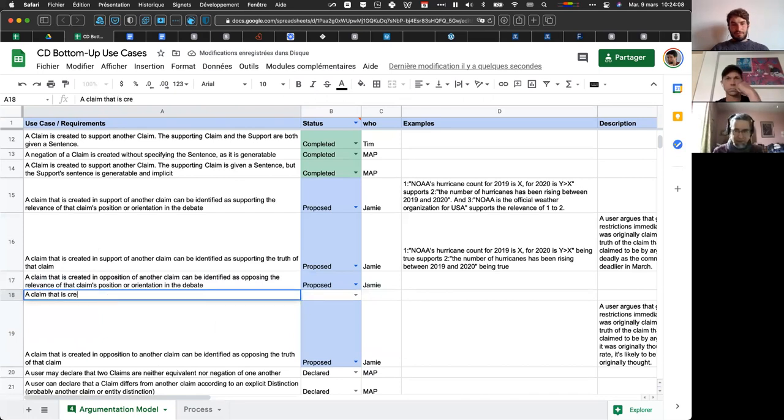A claim can oppose the... Sorry, I want variables. A claim A can oppose the relevance of claim B to claim C.